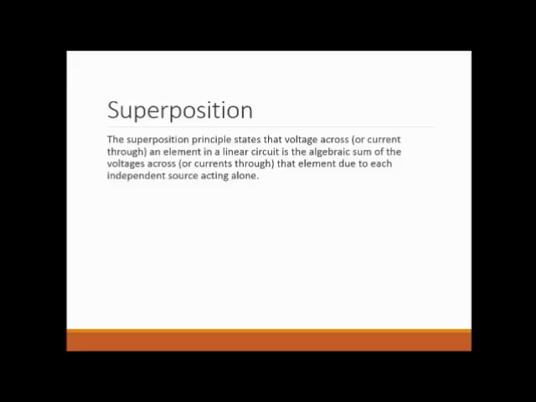Now the first theorem is the superposition theorem. This superposition theorem states that the voltage across or the current through an element in a linear circuit is the algebraic sum of the voltages across or the currents through that element due to each independent source acting alone. So in this case we need to consider an independent source acting alone, and we will find the effect of that source on that particular branch. And at last we will take the effect of all these sources together.